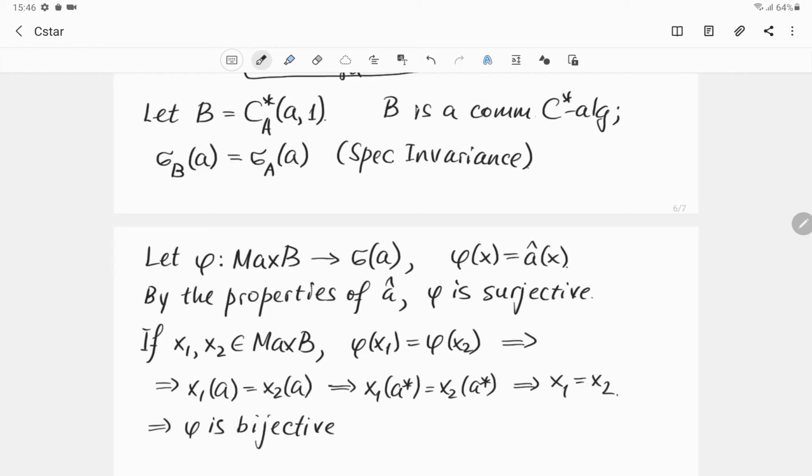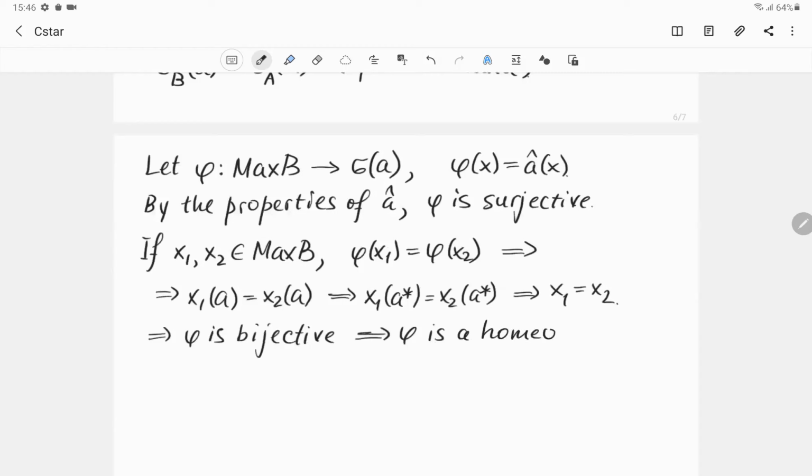And finally, since the maximal spectrum of B and the spectrum of A are compact spaces, we conclude that phi is a homeomorphism. Phi is a homeomorphism by compactness. Did we check the continuity? It's continuous because it's just the Gelfand transform. We know that the functional little a hat is continuous. So phi is essentially a hat, so it is continuous. And this is a bijection onto the spectrum. So by compactness, it is a homeomorphism.